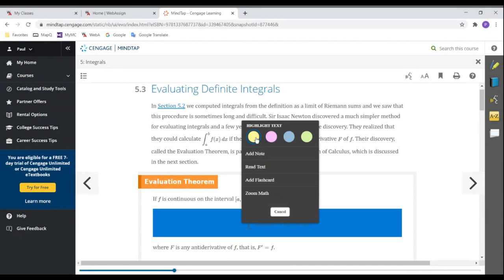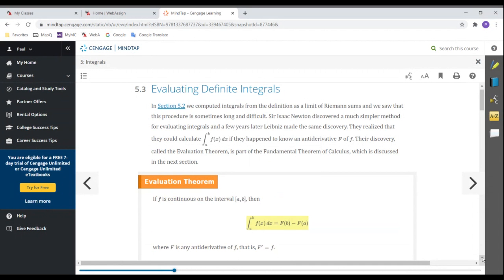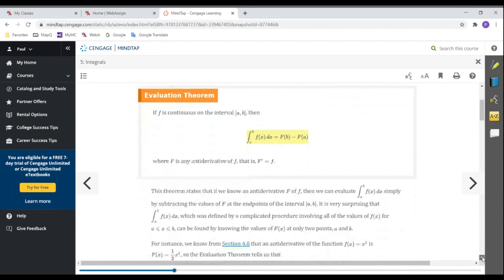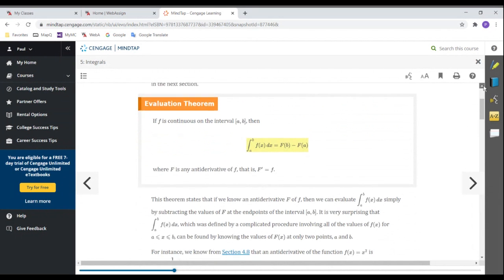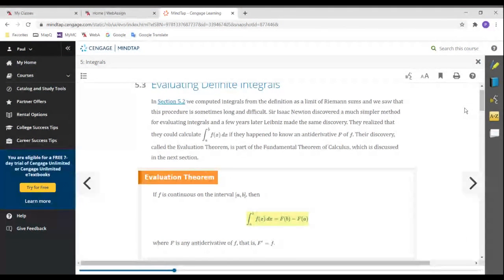In other words, we can compute a definite integral by simply taking the difference of the antiderivatives of the function f of x at a and b.